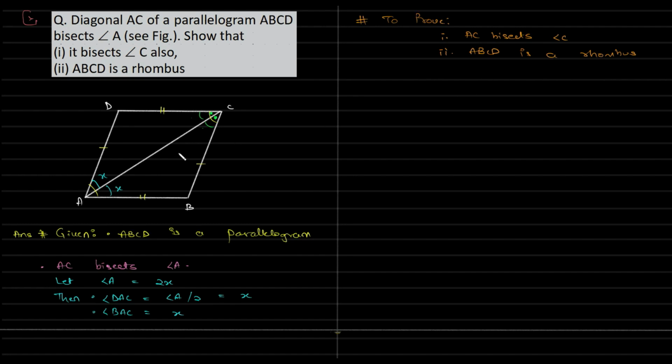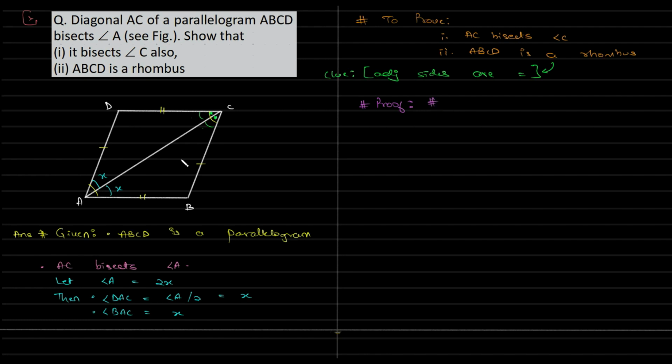And next thing is, how do you prove something is a rhombus? We just have to prove that adjacent sides are equal. So that's your clue. Now pause and think over how we do this. Well, the first part is quite simple.